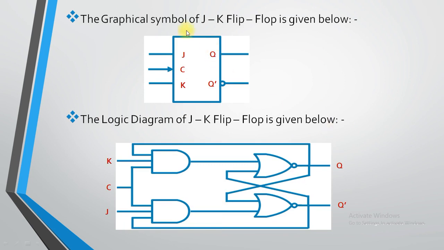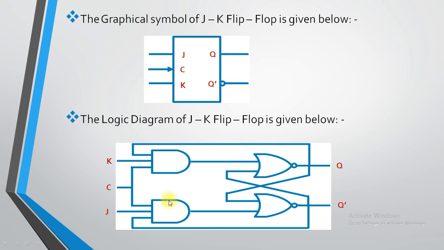Now the graphical symbol of the JK flip flop is given over here. You can compare it with the SR flip flop. You just need to replace S with J and R with K. Now you can copy the graphical symbol and logical diagram of the SR flip flop and paste it over here. R and S we have written over here, and the clock pulse we need to pass as an input.